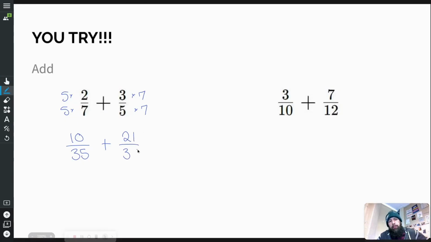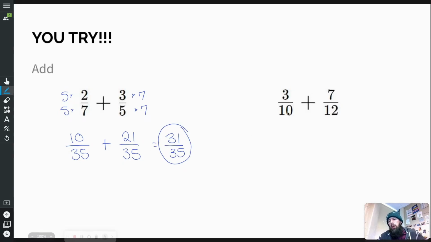Now, the denominators are the same. Add the numerators. 10 plus 21 is 31, and 35 stays 35. Nothing simplifies. That number is smaller than 1. I can circle it.